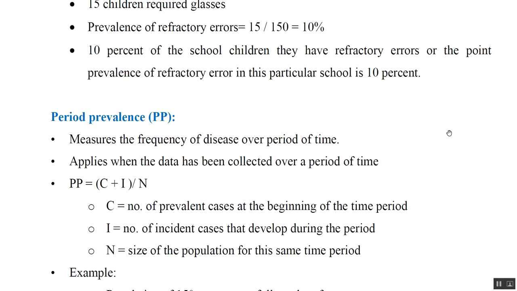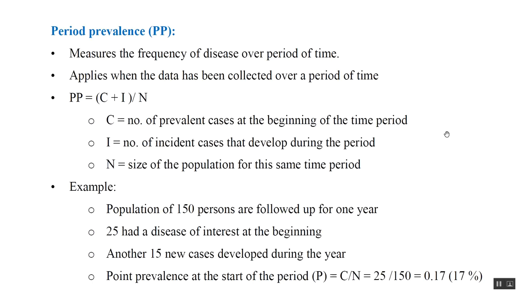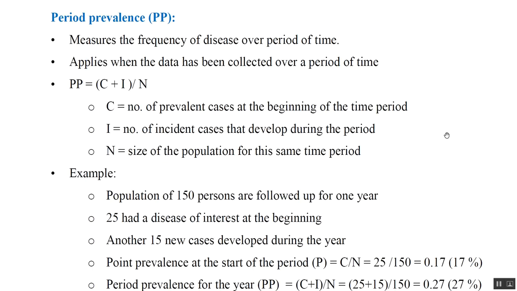The second category of prevalence is period prevalence. So what is period prevalence? It measures the frequency of disease over a period of time, right? So it applies when the data has been collected over a period of time. So C is equal to the number of prevalent cases at the beginning, or at that point of time when you have started it, and incidences during that period, any new cases that come up, that also you have to include, and divide it by the sample size, that is population at risk.